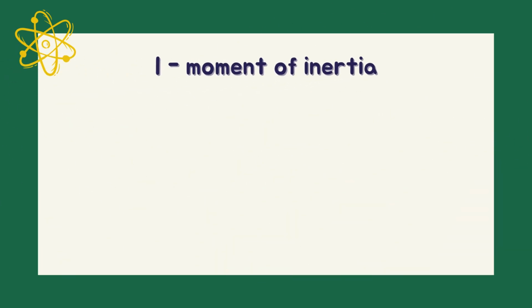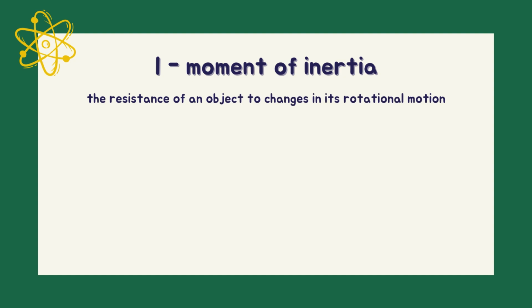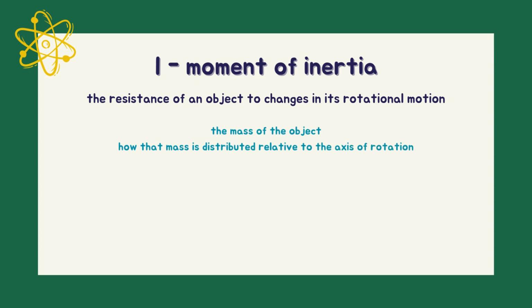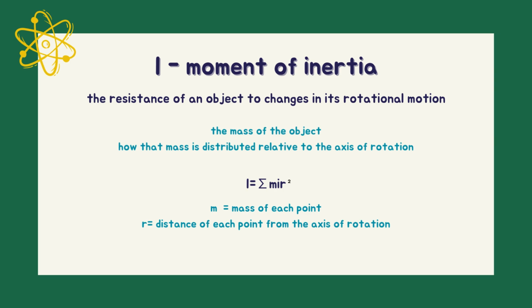However, let's define what a moment of inertia technically is. By definition, it is the resistance of an object to changes in its rotational motion. There are two main factors that it is dependent on, one being the mass of the object, and two, how that mass is distributed relative to the axis of rotation. It can be further broken down into this equation, where it is the sum of the mass of each point and the distance of each point from the axis of rotation squared for all the point masses of which it is composed.